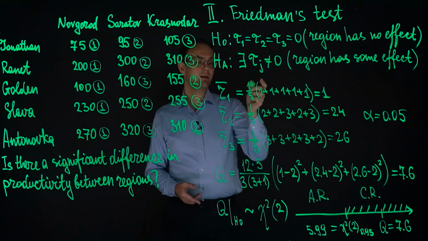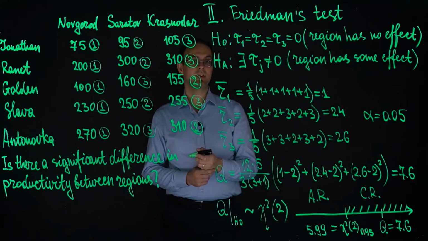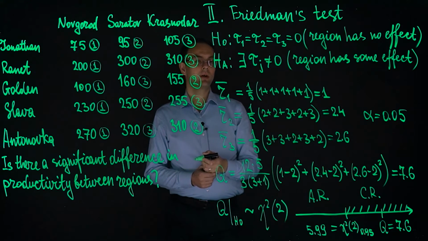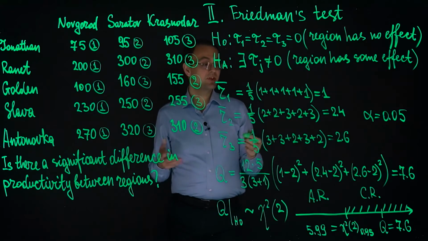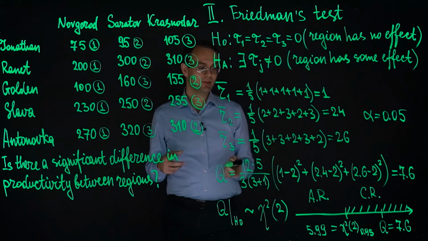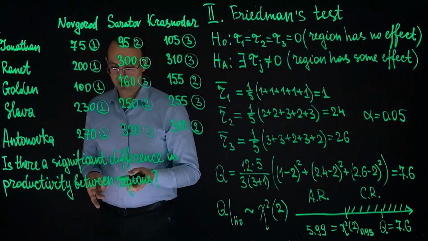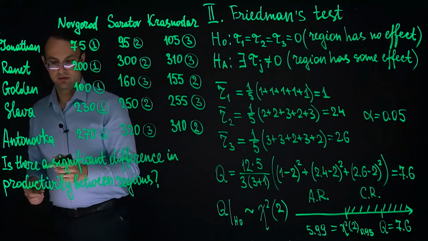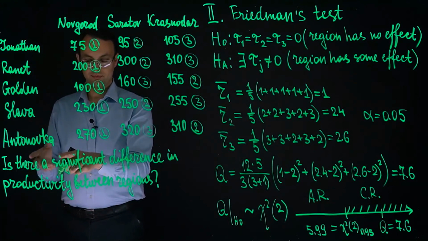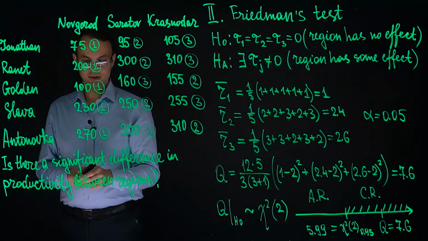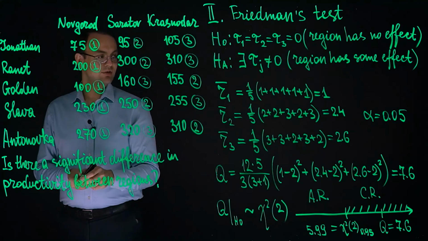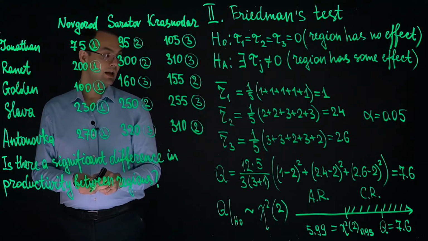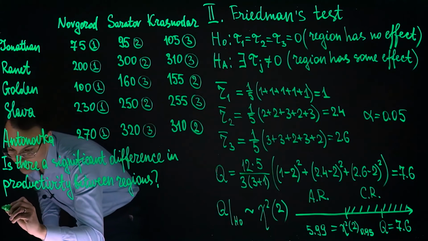This means that the null hypothesis is rejected in favor of the alternative one. So it's better to believe that the region has some effect. So the same result as in the previous method. So the question was, is there a significant difference? And the answer is yes, there is at 0.05 significance level.